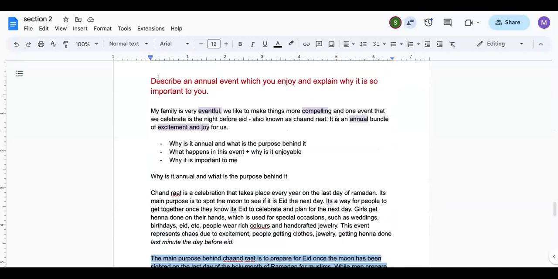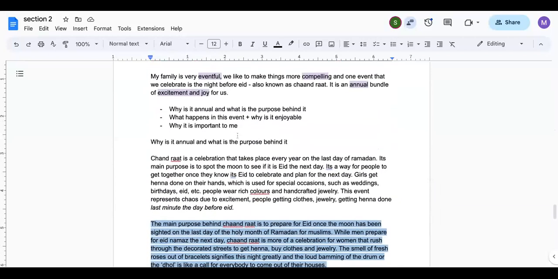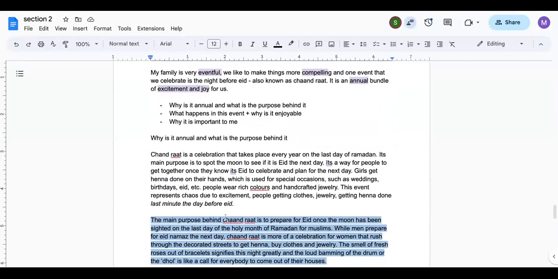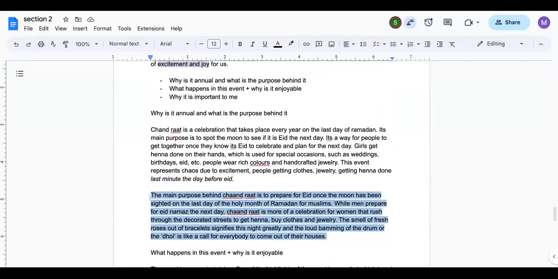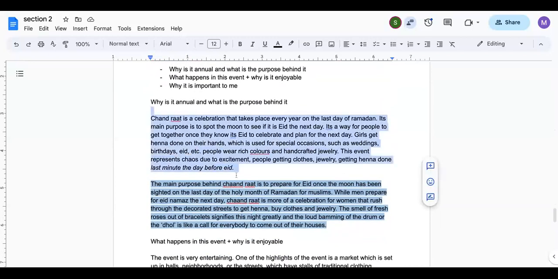Right, so the topic was: describe an annual event which you enjoy and why is it so important to you. And this was the introduction we agreed on. Okay, yeah, so this is what you wrote, and then we corrected it. This is the sample that I gave you.